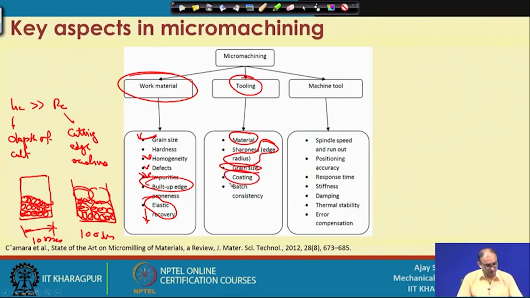Coating is important, and so is batch consistency. Suppose that you are making 10 cutting tools, then are all 10 of the same quality or not, because the machining process itself creates a problem at a later stage.